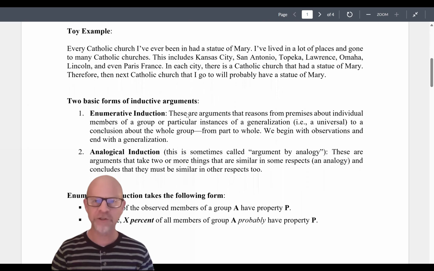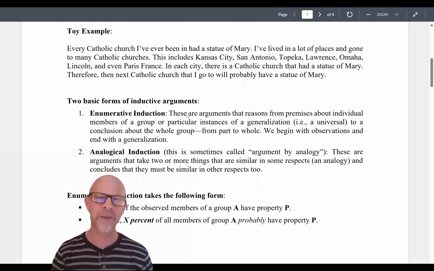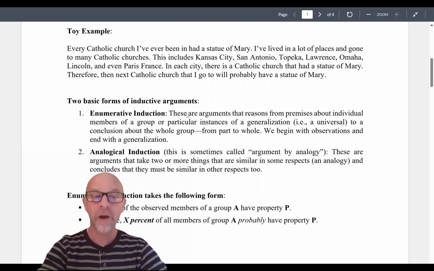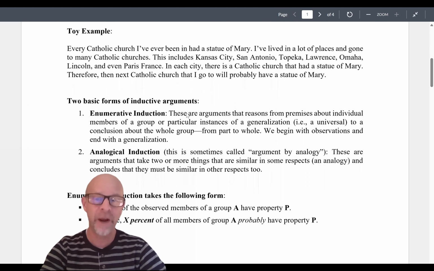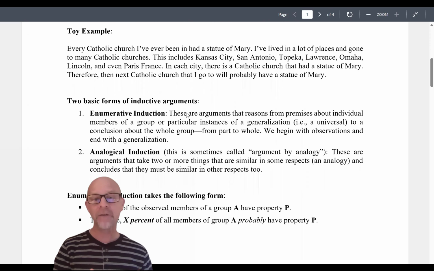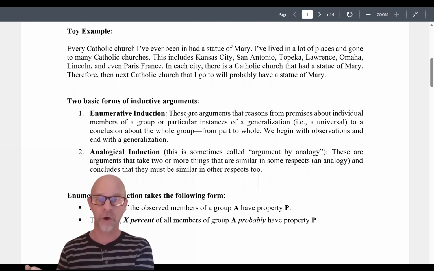I've made a bunch of observations in every Catholic church I've ever been to, and each of those churches has a statue of Mary. Therefore, I conclude that the next Catholic church that I go into will probably have a statue of Mary. Now, notice here, I'm going from the information that I have, the observations that I've made, I'm going from that evidence and I'm taking it beyond the evidence. I'm going beyond the observations that I've made. I'm going from what's known to what's unknown.